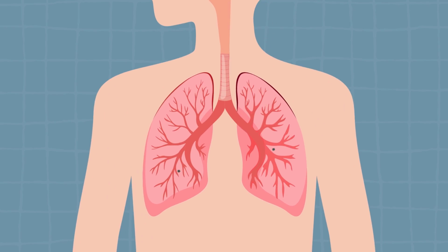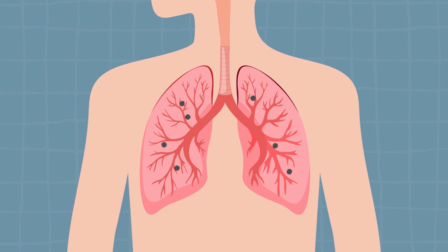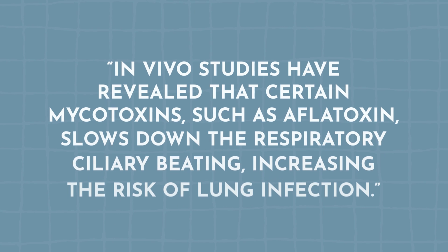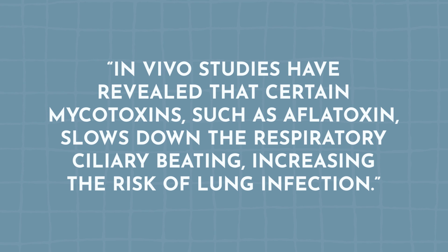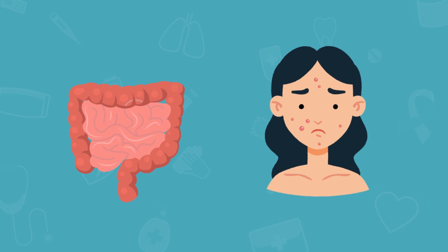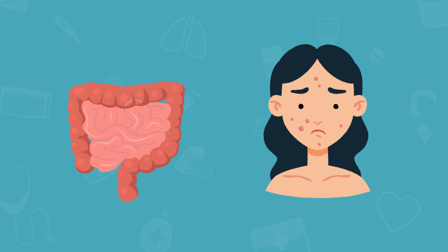Not only does the mold get into the lungs, and that itself causes a problem, but in vivo studies have revealed that certain mycotoxins, such as aflatoxin, slow down the respiratory ciliary beating, which actually increases the chances of a worse lung infection. In my practice, I certainly see a lot of fungal overgrowth in the gut and on the skin. While a small amount of yeast is normal in the gut, fungal dysbiosis and its negative influence on gut health is discussed in my microbiome video. We see a lot of it.